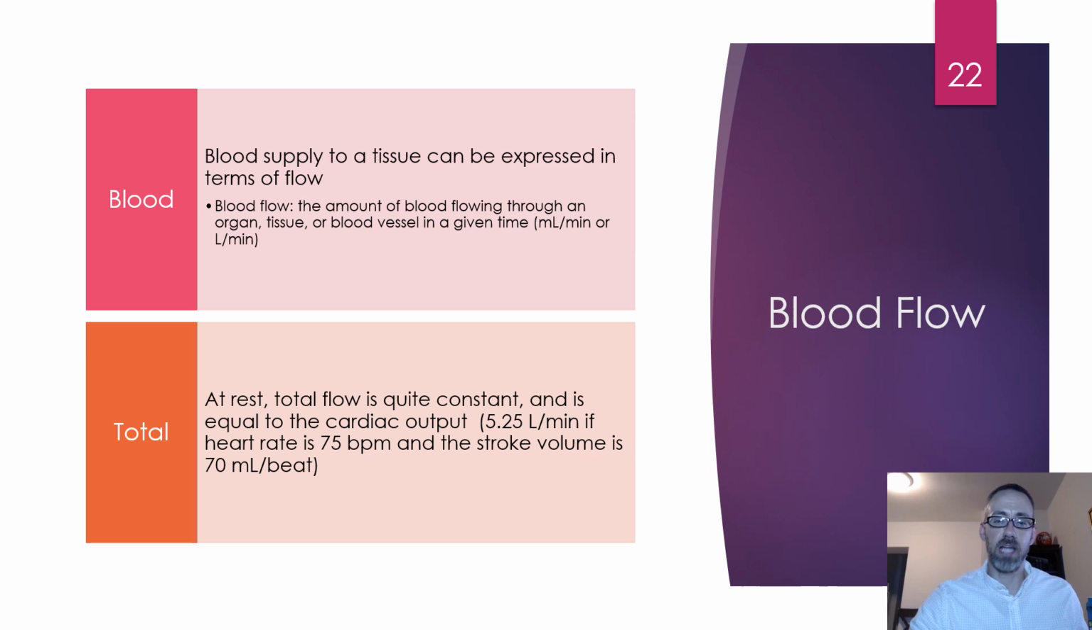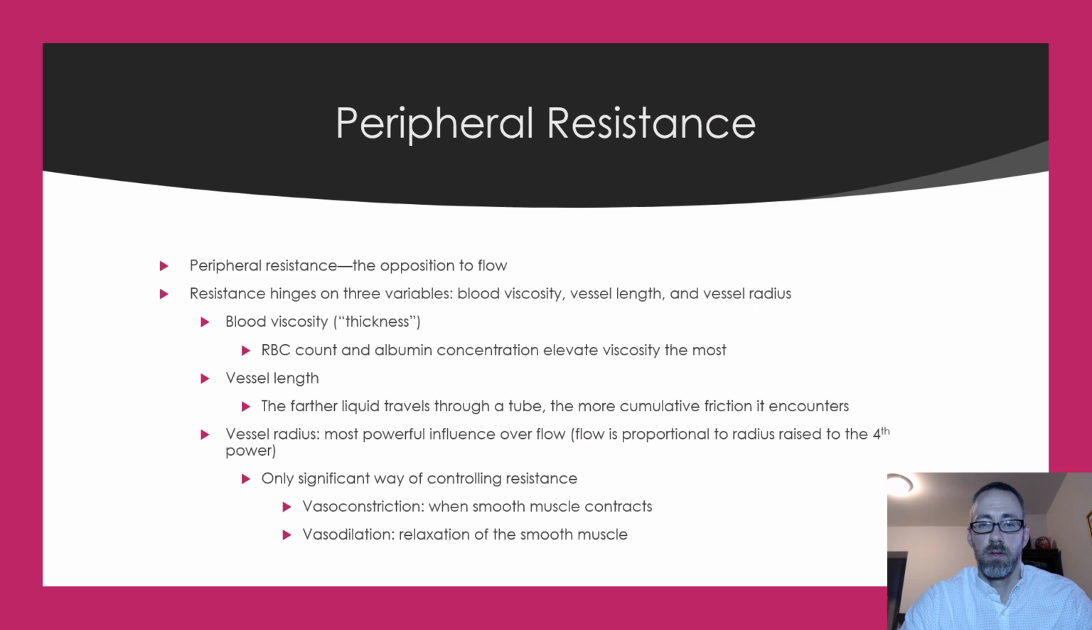And at rest, that total flow is fairly constant, and it's equal to the cardiac output, right? So we did this calculation already. We took the average 75 beats per minute, and stroke volume was 70 mL per beat. We come out to a little over 5 liters per minute. And that would be our overall total blood flow. And then I showed you a slide where that can be divvied up.